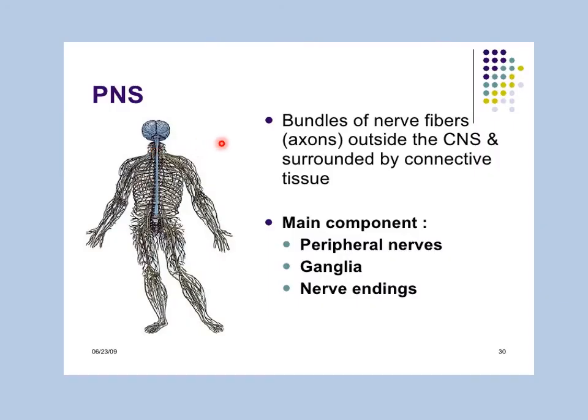Now the peripheral nervous system. As you know, the peripheral nervous system consists of bundles of nerve fibers outside the central nervous system, and these bundles of nerve fibers are surrounded by connective tissue sheaths. The main components of the peripheral nervous system are the peripheral nerves, which include 12 pairs of cranial nerves and 31 pairs of spinal nerves, and the ganglia, which are the sympathetic ganglia, parasympathetic ganglia, and the sensory ganglia, and their nerve endings. Together they constitute the peripheral nervous system.